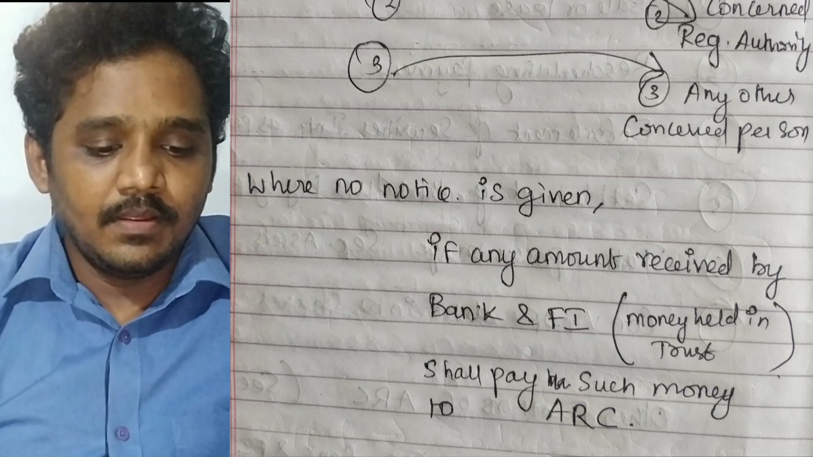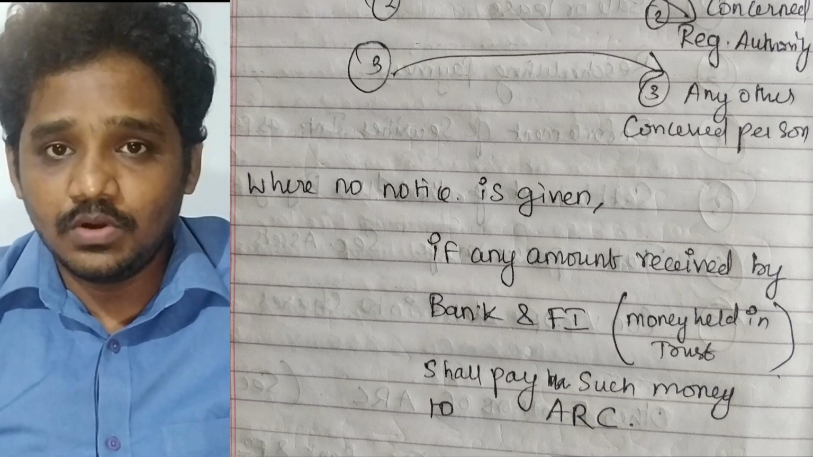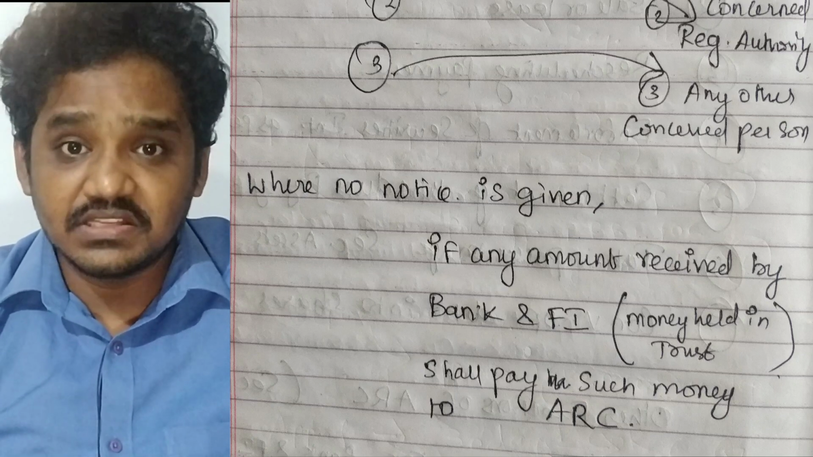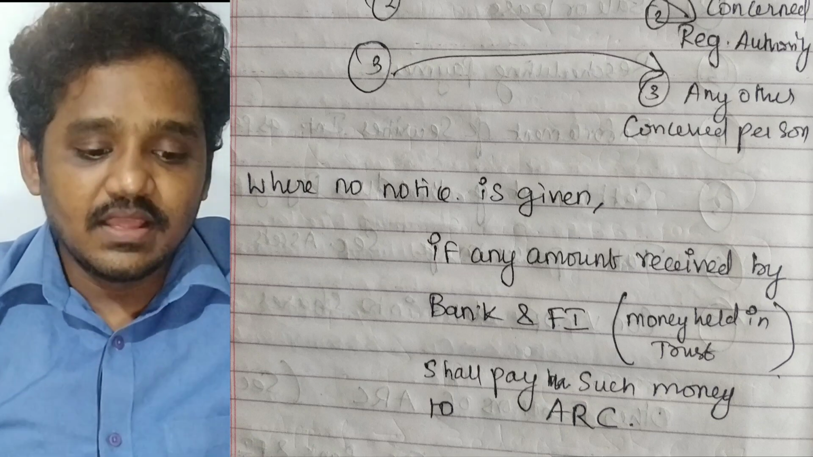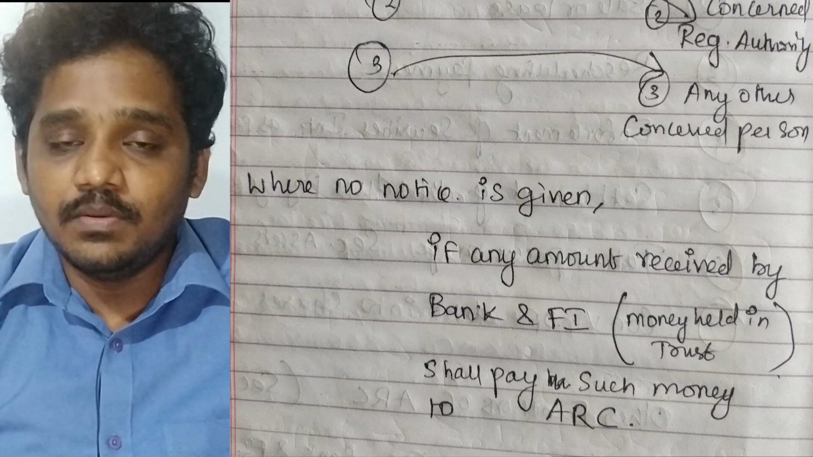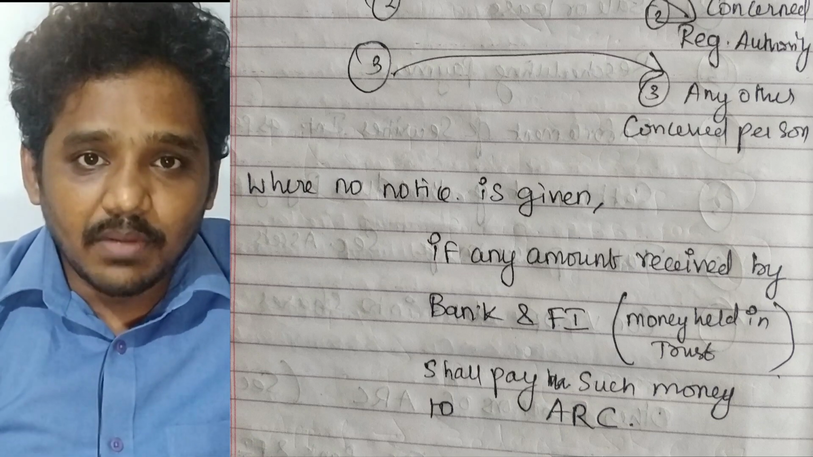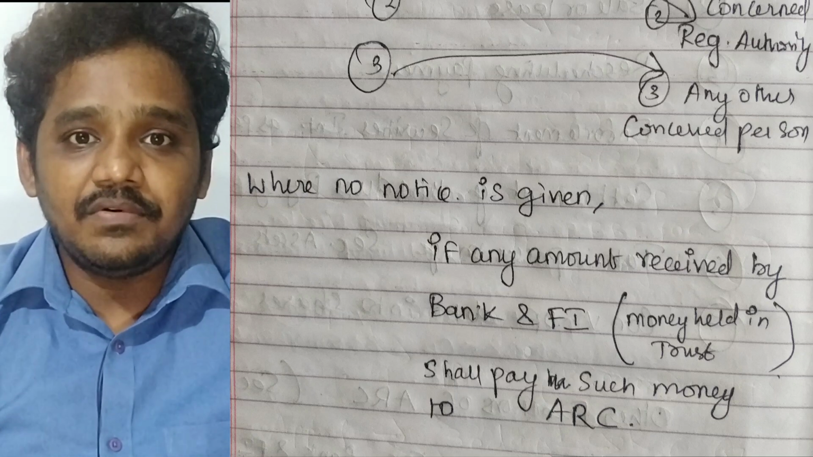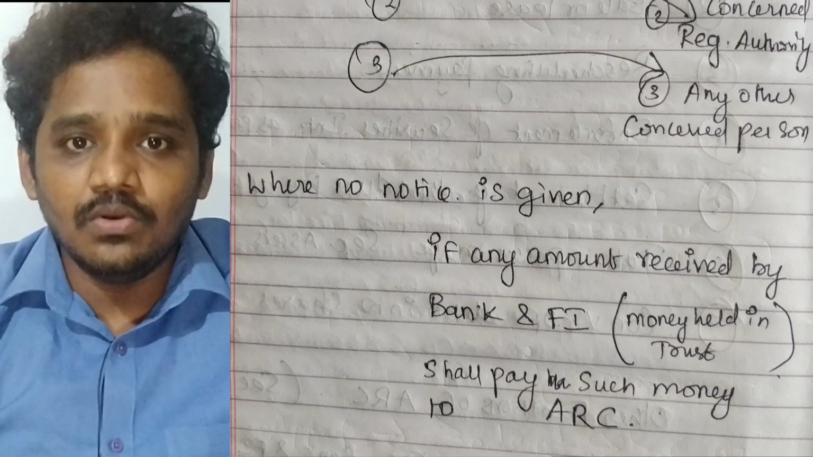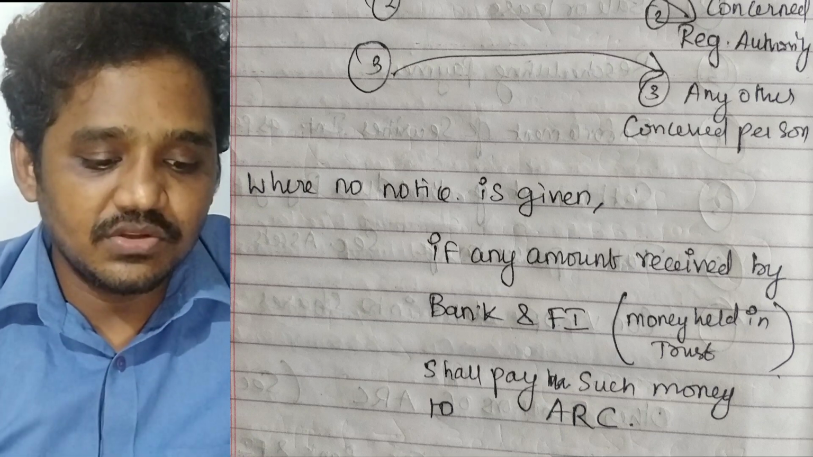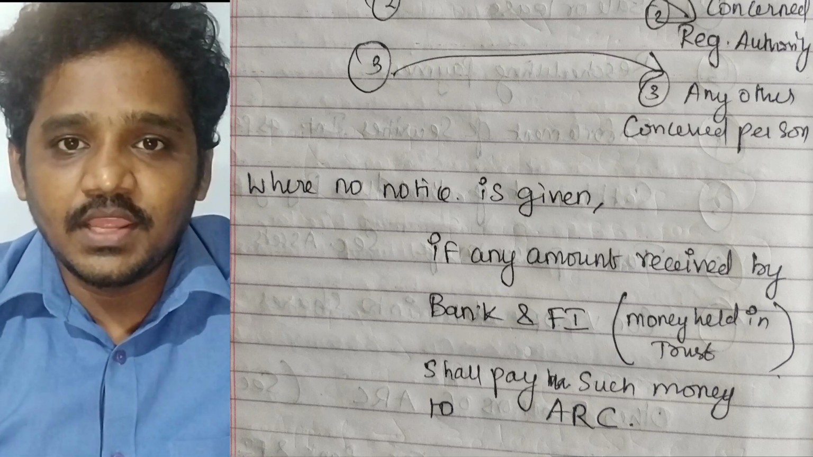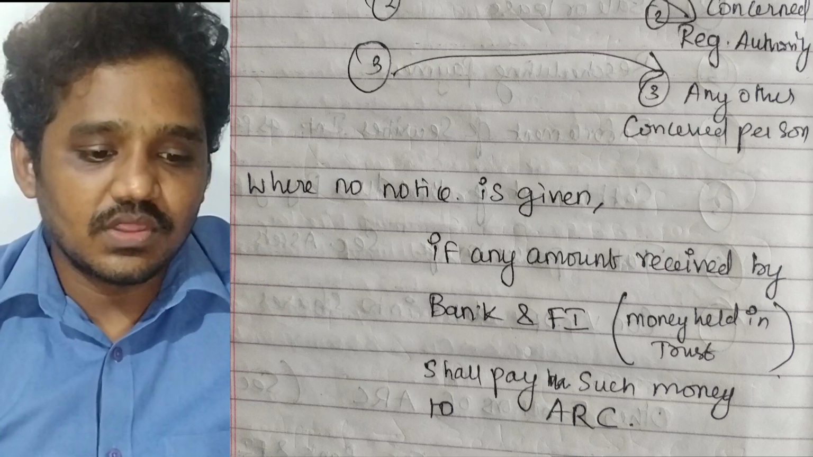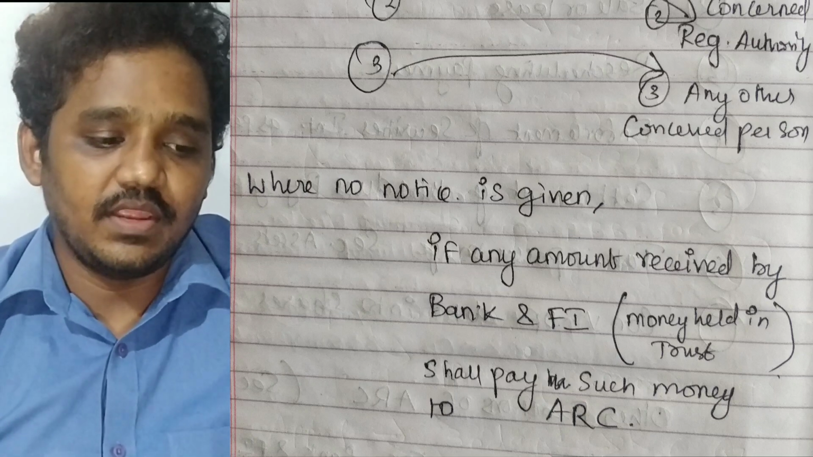I'll repeat again: if no notice is given, and if the money is received by the bank instead of the asset reconstruction company, in this case the money held in the bank account will be considered like money held in the accounts of a trust. The bank has to do its job in a trustee role here, and banks and financial institutions have to keep this money and give it to the asset reconstruction companies. So that is section 6, very important.